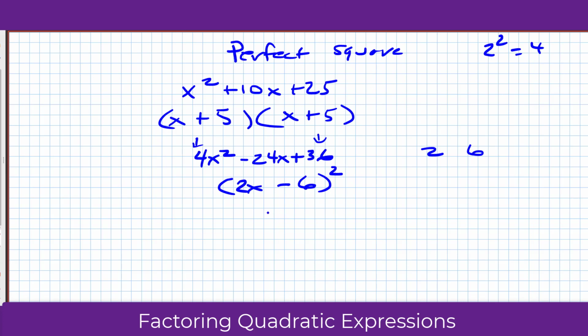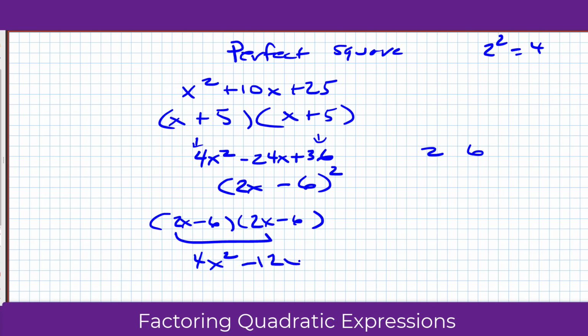So if we want to check our work, we do 2x minus 6 times 2x minus 6 and use FOIL or the distributive property. We're going to end up with 4x squared, and that's my first. Outside is minus 12x. Inside is minus 12x. And then plus 36. So we've got 4x squared minus 24x plus 36, and it checks out with the FOIL method.